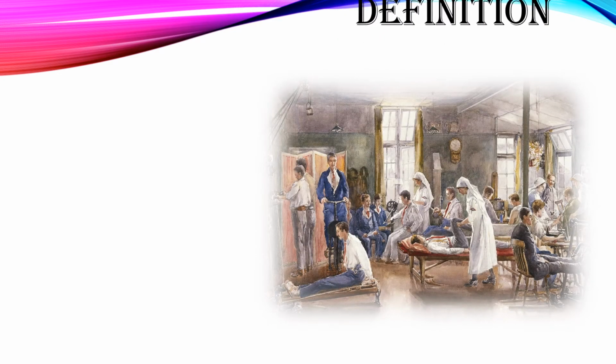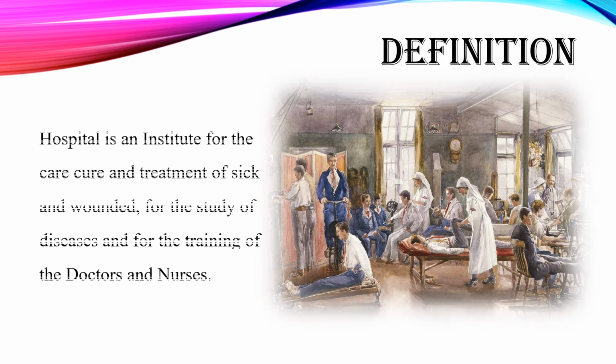Now let's see the definition of a hospital. A hospital is an institute for the care, cure and treatment of sick and wounded, for the study of diseases and for the training of the doctors and nurses. What are the classifications of a hospital?